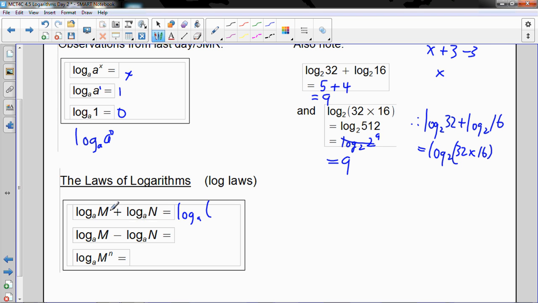When I've got two logarithms and I'm adding them, I multiply the powers on the inside, like this. Over here, when I'm subtracting them, I divide the powers. Well, why does that make sense? We'll talk about this in a second, but these are the log laws.